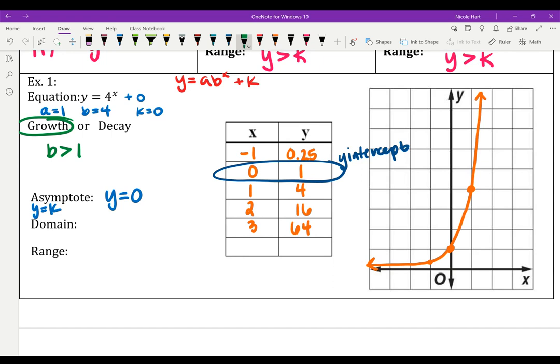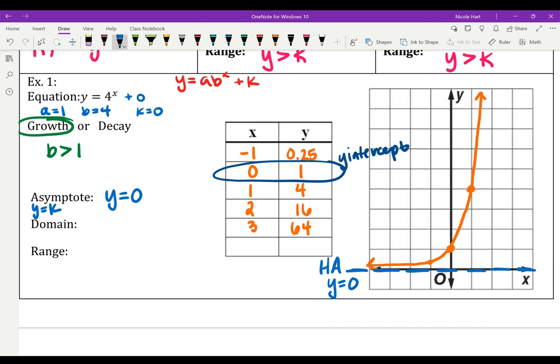Now looking at this, we can determine what our horizontal asymptote is. We already determined that based off of the equation, but we can always double check that with our graph. It's going to be y equals 0. So I'm just going to add a little dashed line, and I'm going to put HA for horizontal asymptote, and that is y equals 0.